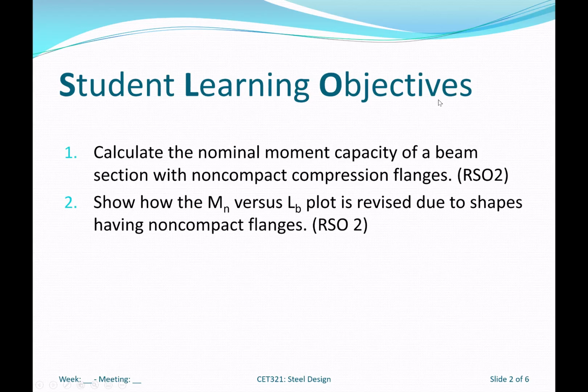So what I'd like to have you be able to do by the end of this module is to be able to calculate certainly the nominal moment strength or capacity of a section with a non-compact compression flange. That's all we're going to deal with. Then adjust the nominal moment versus unbraced length plot to show that, and also realize that there's only one change to what you've been doing before when you're calculating nominal moment capacity.